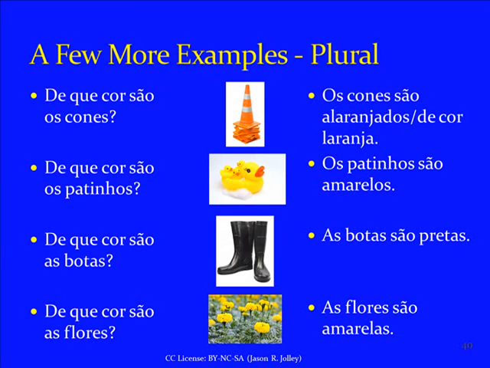De que cor são os patinhos? Os patinhos são amarelos. Feminine, plural. De que cor são as botas? As botas são pretas. So I have to use the feminine plural form of preto, which is pretas. As botas são pretas. De que cor são as flores? As flores são amarelas.